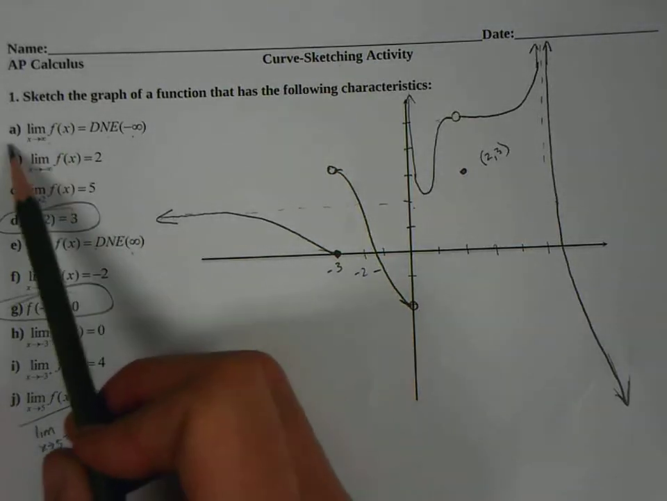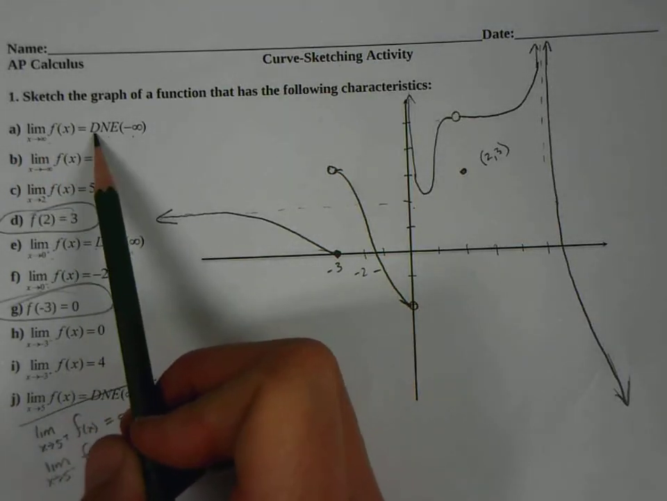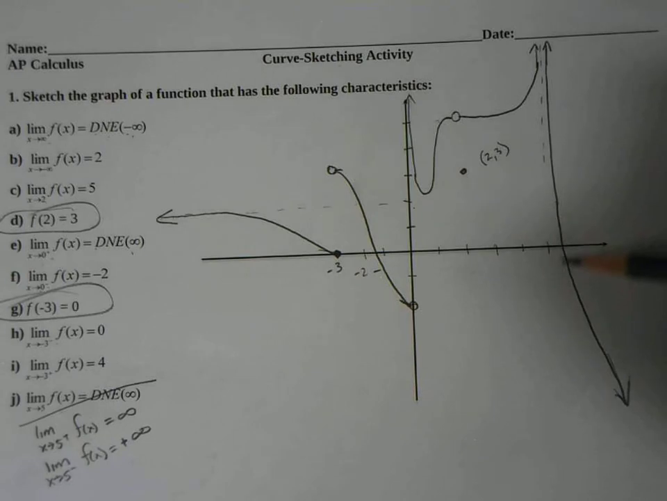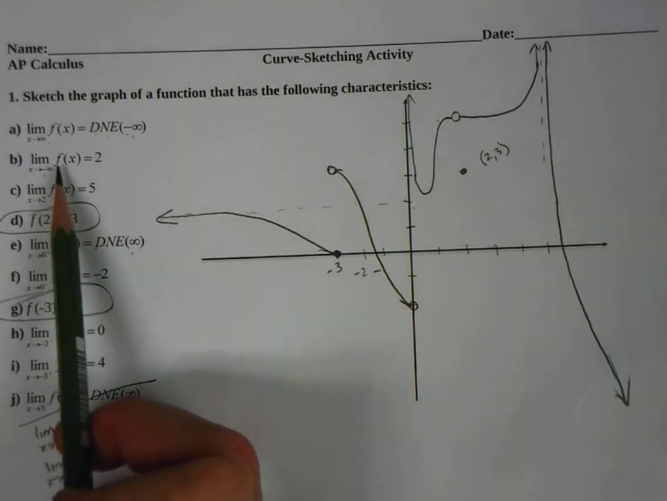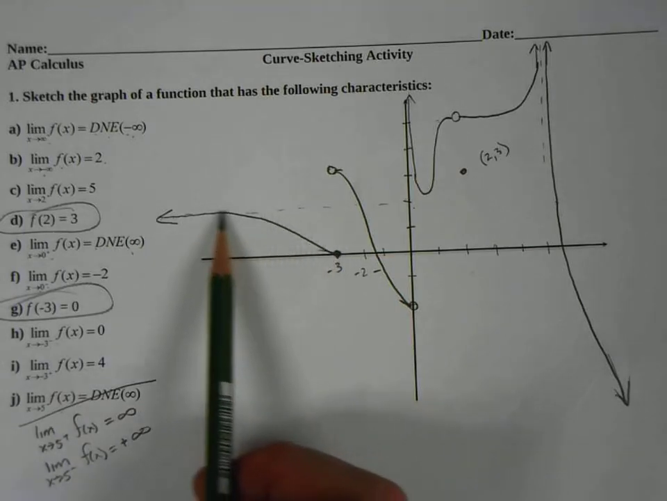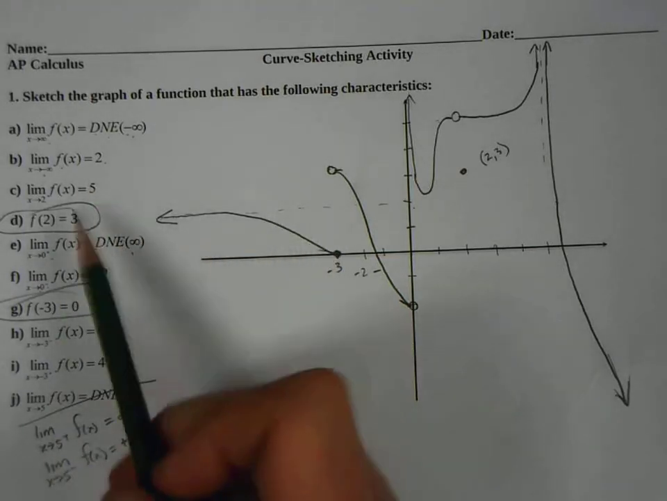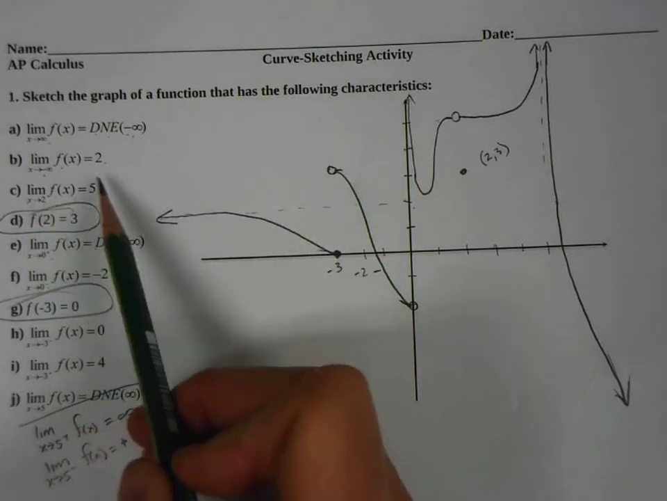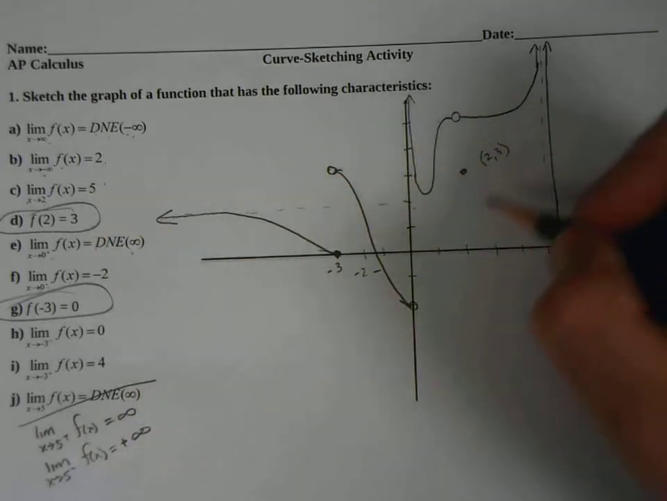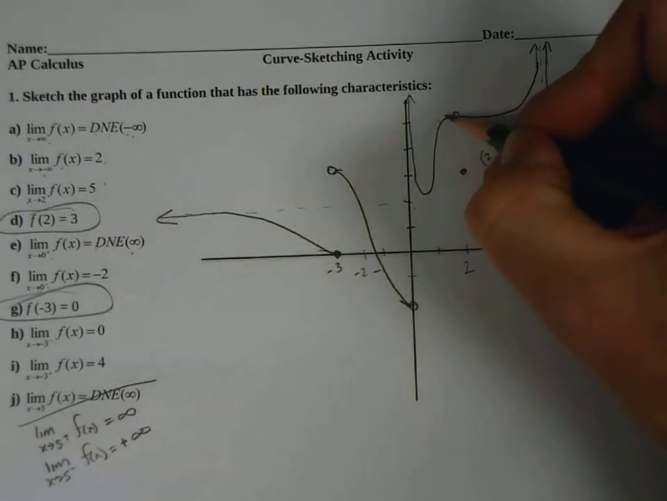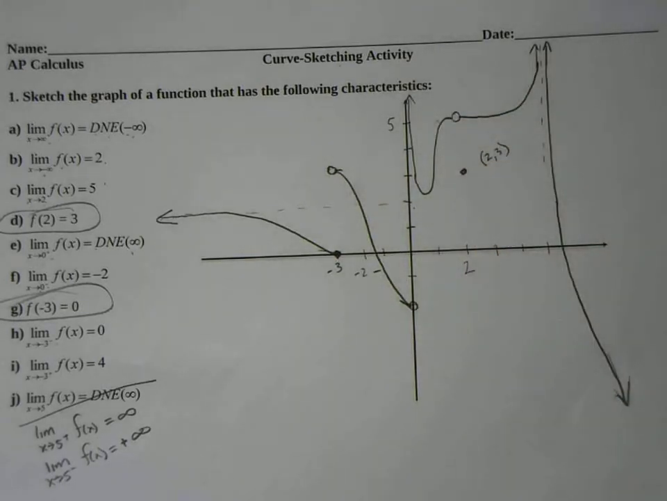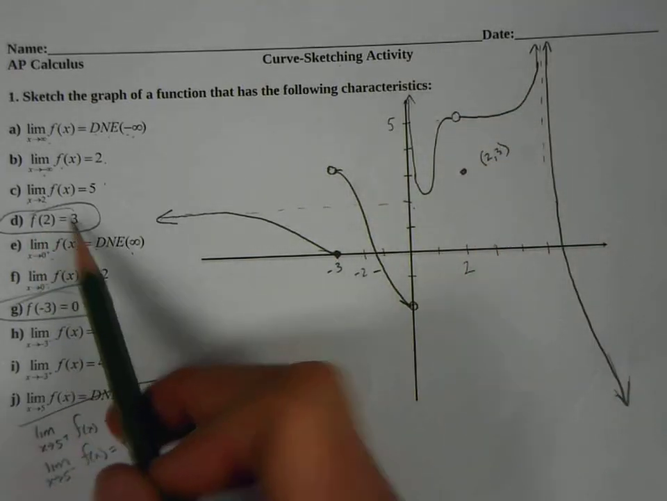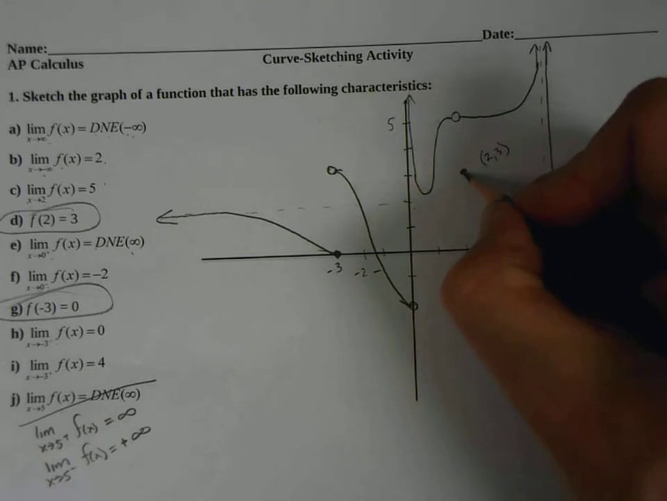The limit as x approaches infinity of f does not exist, goes towards negative infinity. That's true. As x goes towards negative infinity, f approaches 2. That appears to be true. The limit as x approaches 2 on both sides of f is 5. So here's 2, the y value up here is 5. That's a good limit on both sides. f of 2 is 3. The graph of f contains the ordered pair 2, 3.